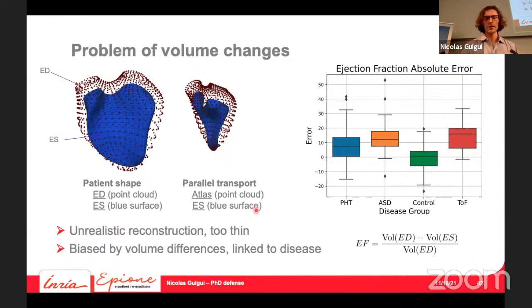Moreover, this problem is linked to the initial volumes of the patients, which are themselves linked to the disease. We can see this by looking at the distribution of ejection fraction errors. The ejection fraction is the relative volume change through the deformation. By measuring the one that occurs on the original patients and the one on the normalized patients, we measured the error. As you can see, it is related to the disease group. So this is problematic for a normalization strategy.